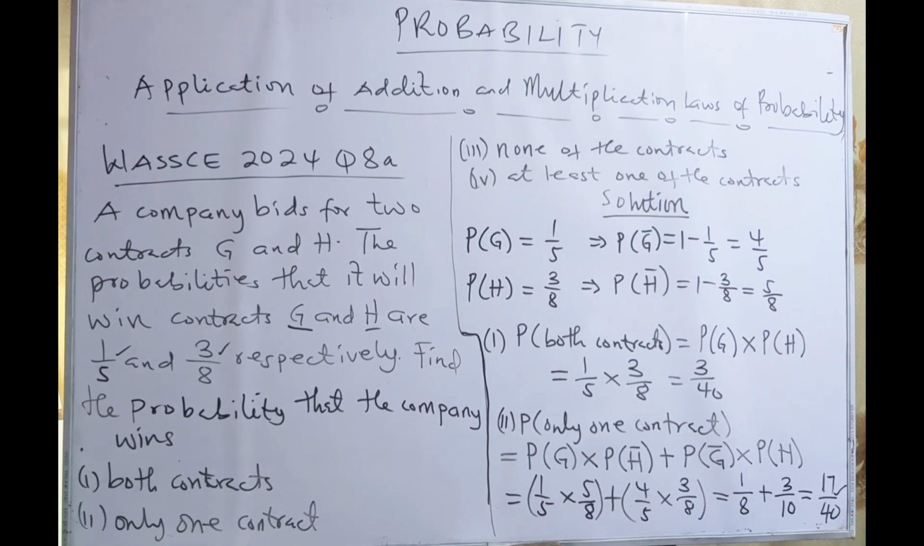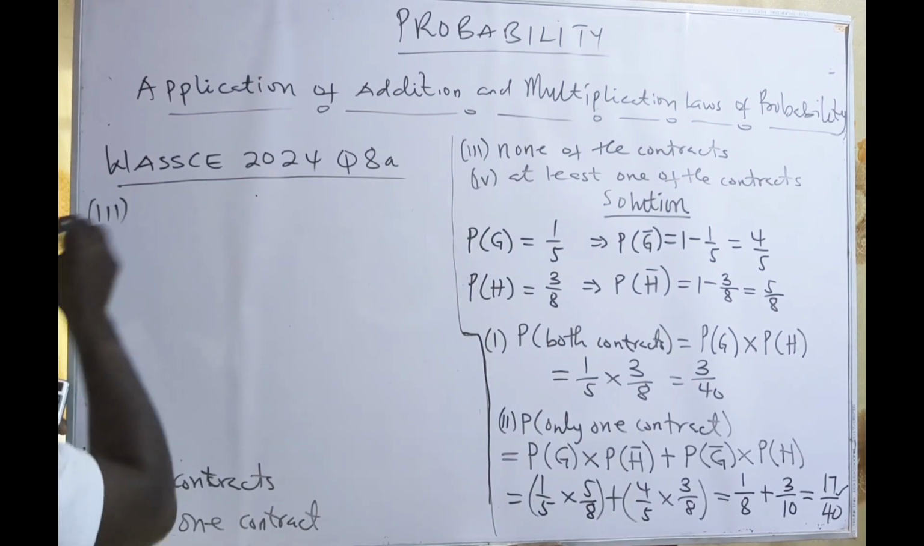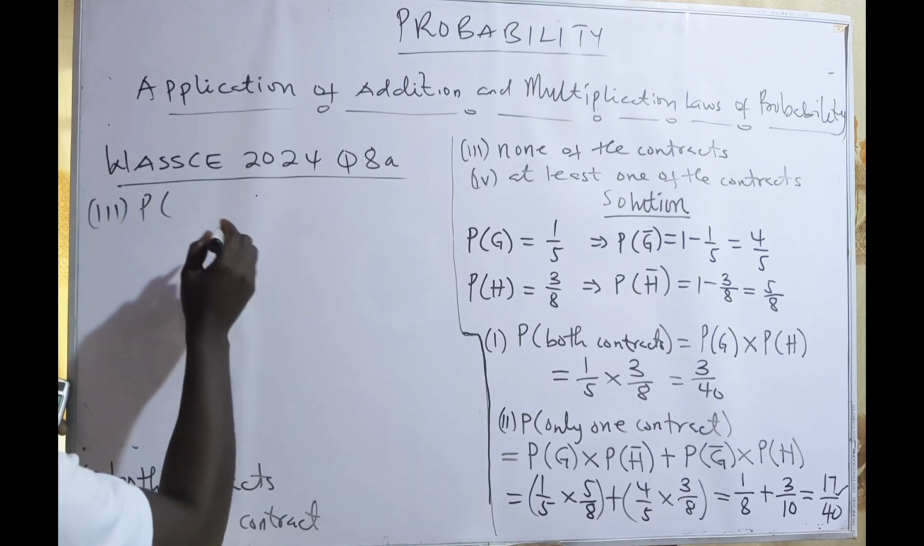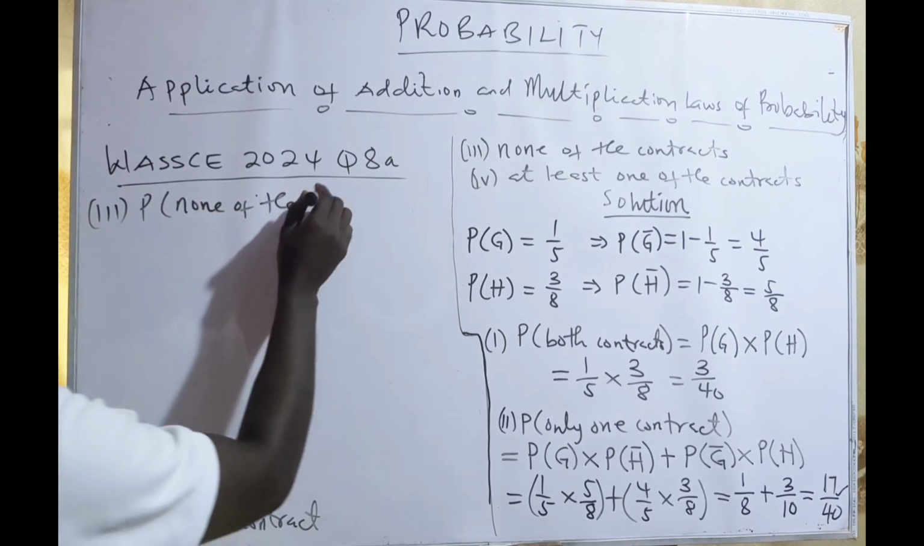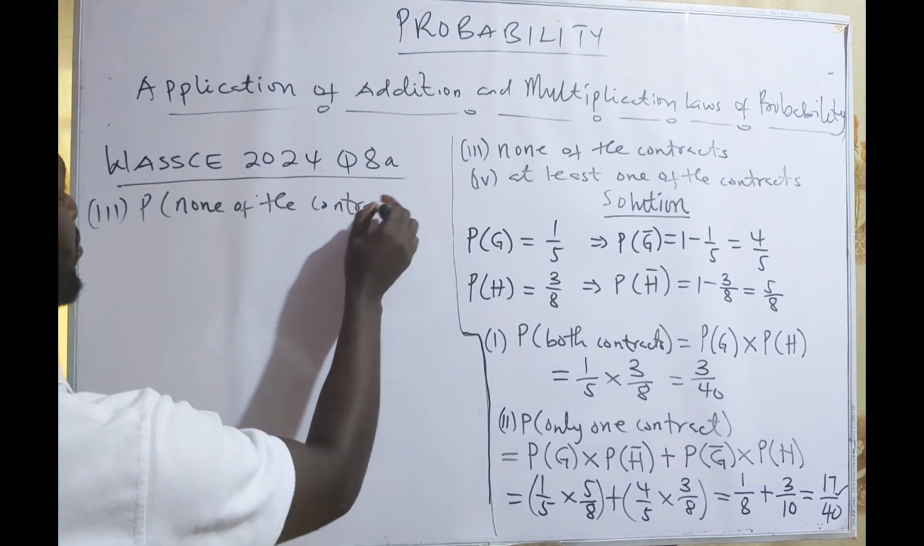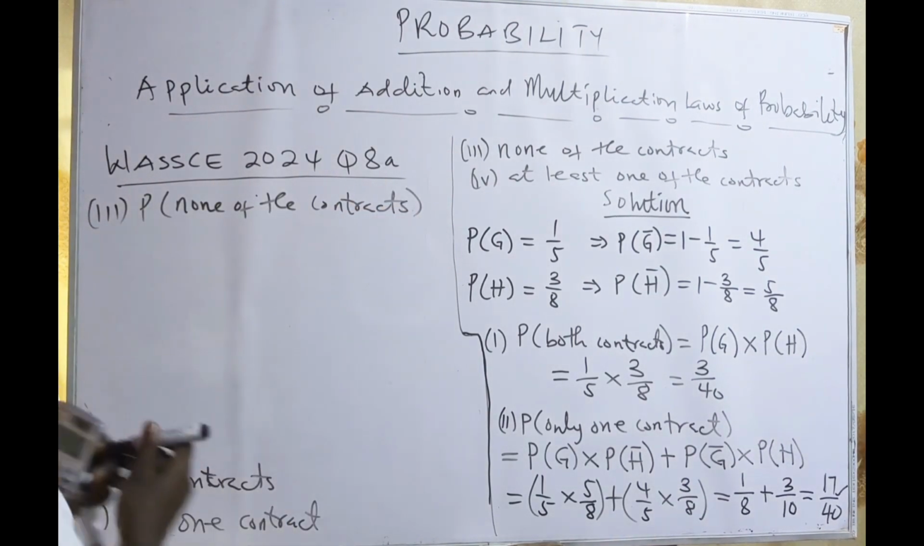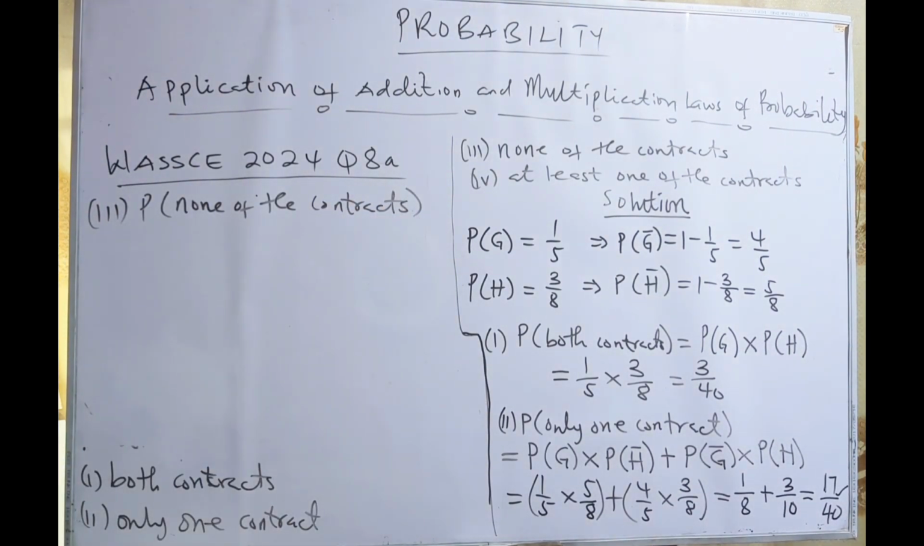So the probability that the company wins only one of the contracts is 17 on 40. Okay, so simple. Let's go to the next question. I. Probability of none of the contracts.